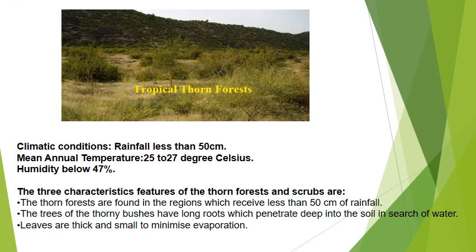Forest, also known by the name tropical thorn forest. What are the climatic conditions of these forests? These forests are found in the areas which receive rainfall less than 50 centimeter. The mean annual temperature ranges between 25 to 27 degrees Celsius and humidity is less than 47%. The trees of these forests have thorny bushes, have long roots.